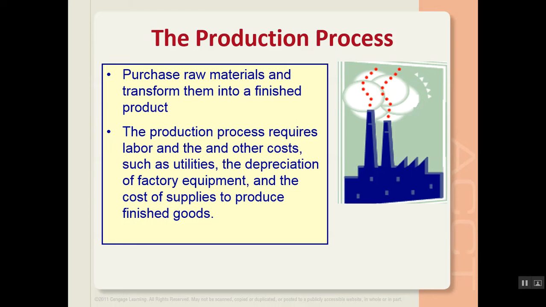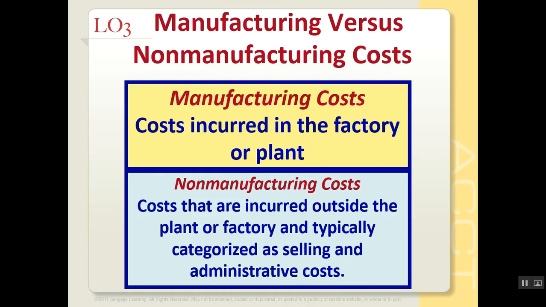The example that I'm going to talk about in the next video is a furniture company. So the raw material that they're purchasing is the wood that they then do work on in order to make the furniture. The production process requires labor and other costs such as utilities, depreciation, factory equipment, and then the cost of supplies in order to produce the finished goods, or in this case, furniture.